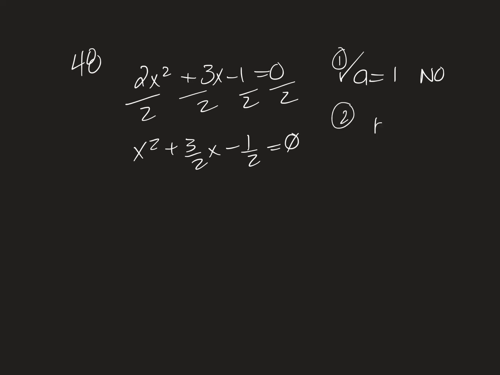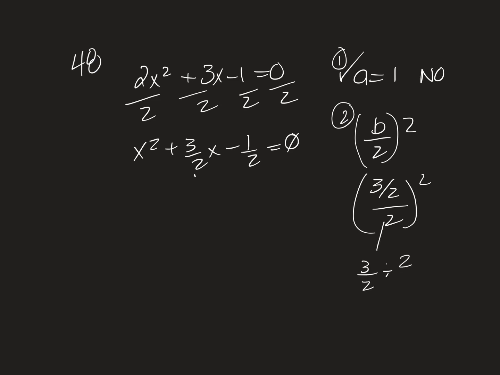Step 2 is we take b and divide it by 2, and then we're going to square it. So here's b. So 3/2 divided by 2, and then we're going to square it. So first let's do this. 3 divided by 2. Remember that we keep this guy the same, change this to a fraction. So we get 3 over 4, and then we're going to square it. Looks like we get the same thing, hey? 9 over 16.